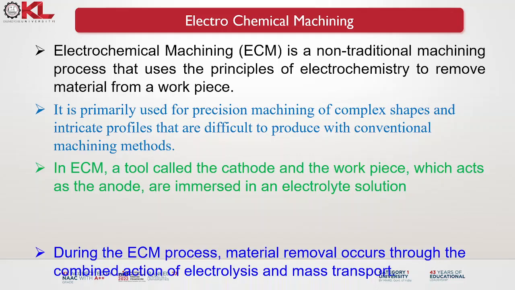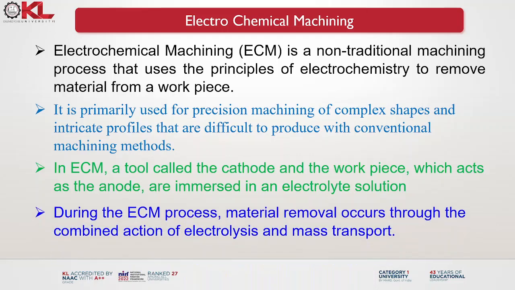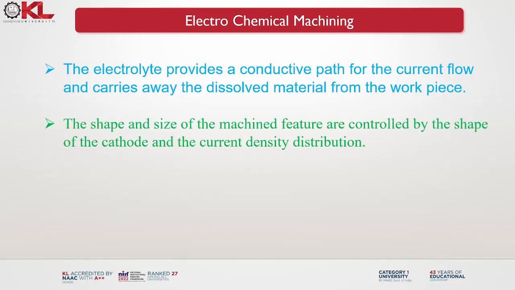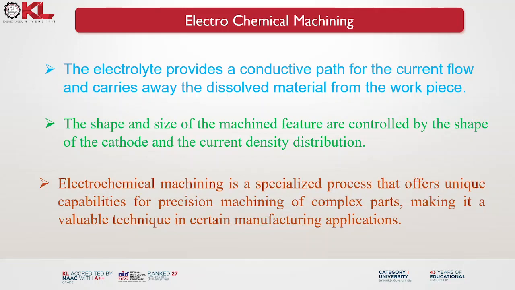electrolyte solution. During the ECM process, material removal occurs through the combined action of electrolysis and mass transport. The electrolyte provides a conductive path for the current flow and carries away the dissolved material from the workpiece. The shape and size of the machined feature are controlled by the shape of the cathode and the current density distribution. Electrochemical machining is a specialized process that offers unique capabilities for precision machining of complex parts, making it a valuable technique in certain manufacturing applications.